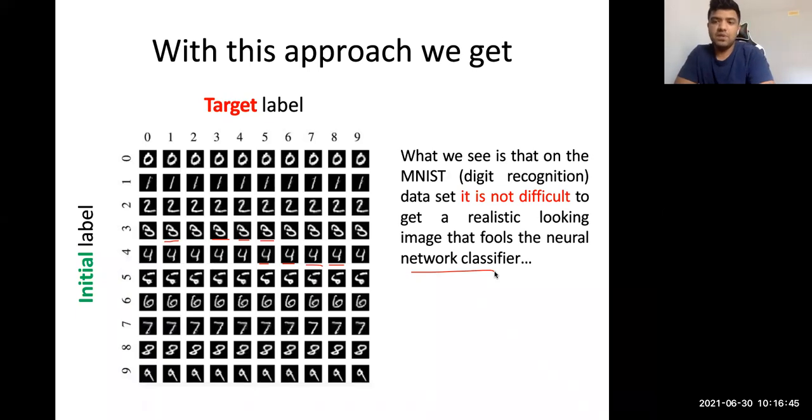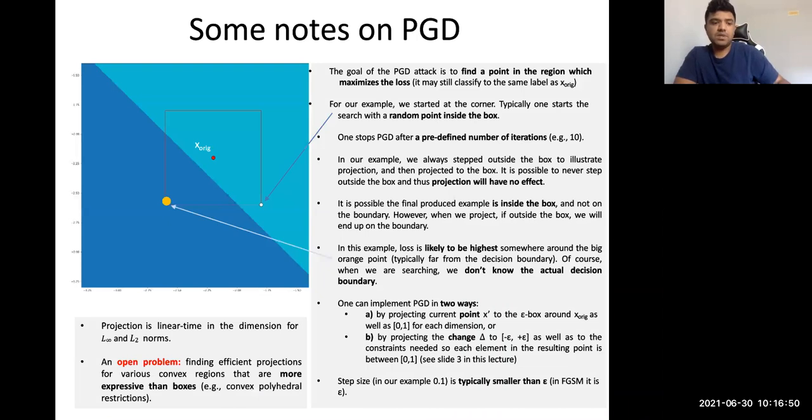It's very easy to fool the neural network. So some notes on PGD. PGD maximizes loss. It finds a point in that region which maximizes the loss. For our example, we started at the corner, but it usually chooses a random point, and if it's inside that box, we don't need any projections, and it usually requires a predefined number of iterations, so we hard code it.